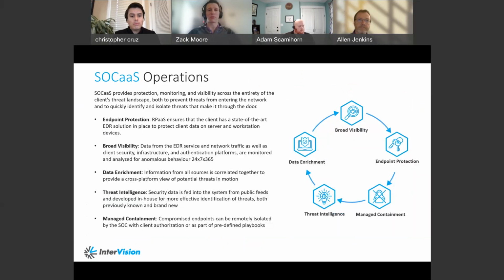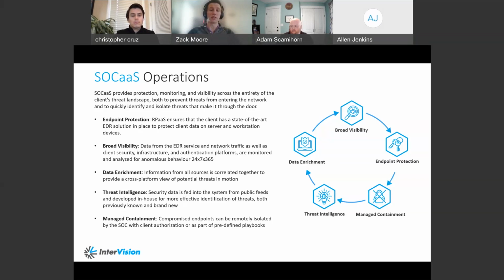So to dive a little deeper into each of these different segments, we're going to start out talking about SOC as a service. So the first piece is to ensure that your endpoints, some of the most vulnerable entry points across your organization, are protected. We make sure that you either have an existing state-of-the-art EDR solution, that's endpoint detect and response, in place, or we'll provide one. We can help advise you on that and work with you with your needs to come up with the right solution. This protects your vulnerable endpoints. And then it also feeds into our broad visibility platform.